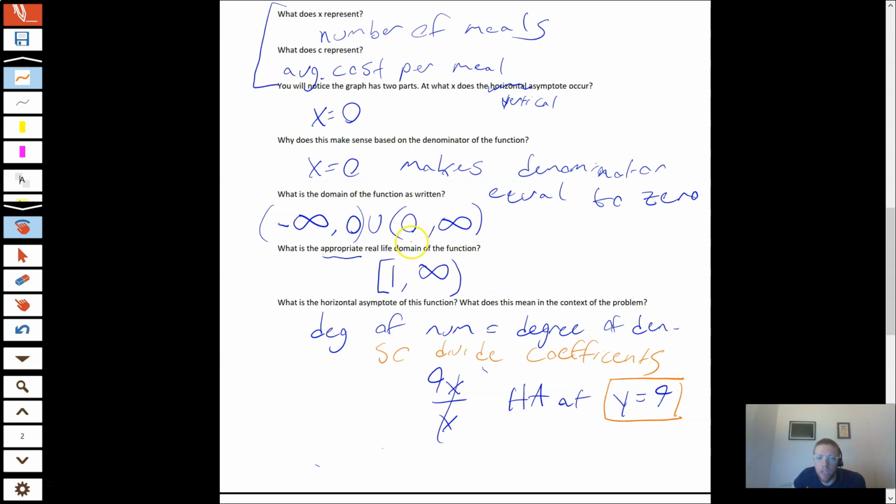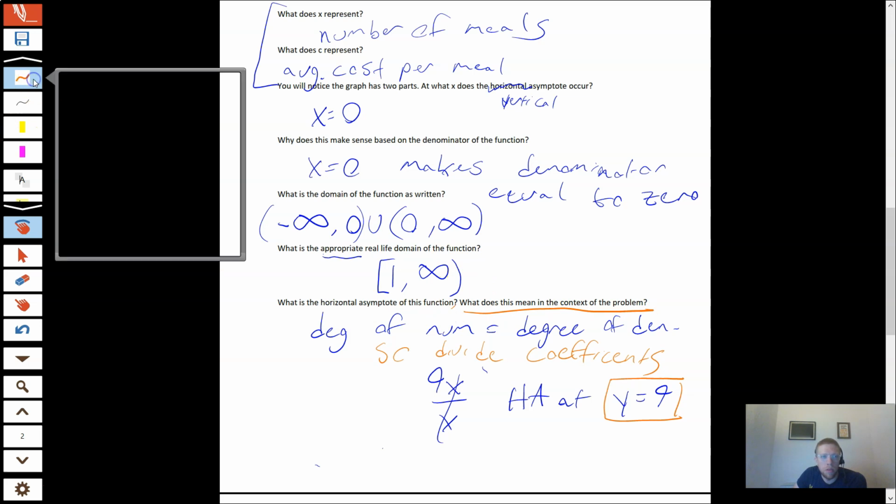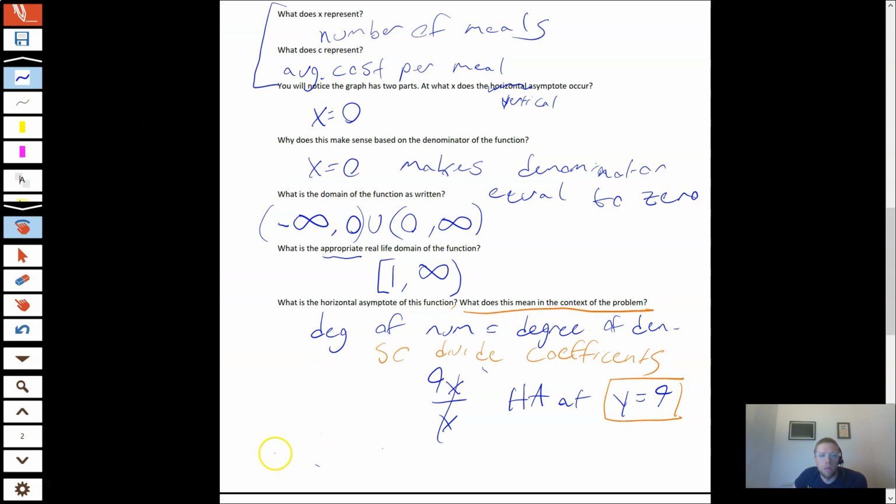And then we'll answer the second question. What does this mean in the context of the problem? The meaning, we could say, is the average cost per meal, so remember that's our y, we wrote that down, approaches, so remember the horizontal asymptote is what the graph approaches, so approaches $9 when you sell a lot of meals.